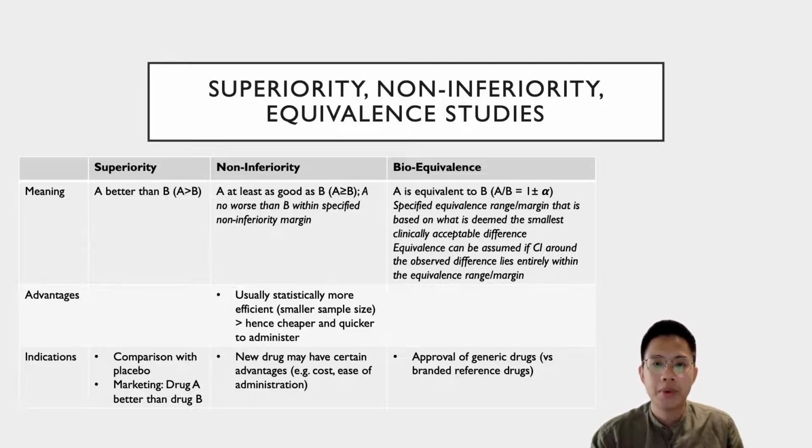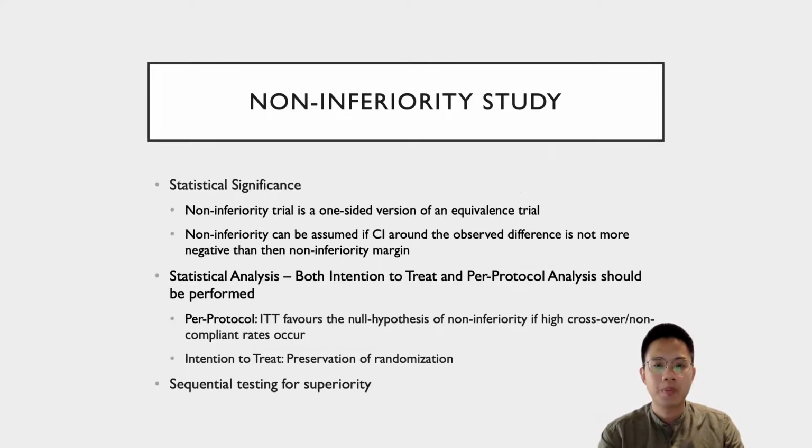One of these examples was when we were comparing the DOACs to warfarin. When they first came out, many of the studies that were done at the outset were non-inferiority studies to show that at least from a therapeutic point of view, the DOACs are at least as good as warfarin. And they also had additional advantages of ease of administration, reduced blood checks, more flexibility in diet, etc. Bioequivalence studies are usually done in the context of the approval of generic drugs, when we want to show that generic drugs are as good as the branded or reference drugs.